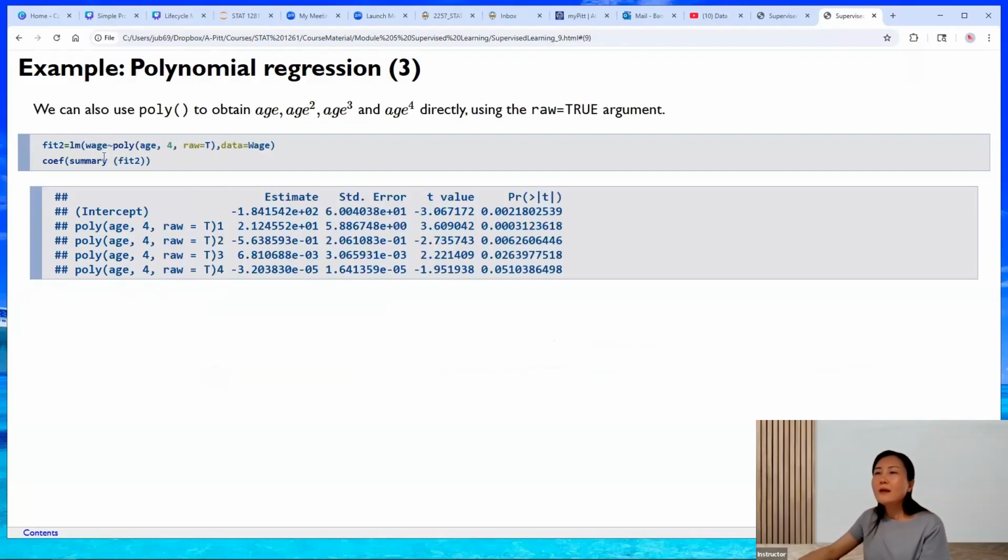Alternatively, we can also create the raw polynomial terms. We just need to specify this argument, raw equals true. Then each of these terms will be the individual polynomial terms. The first row will be x, the second row will be x squared, then x cubed, x to the 4th. And you see the p-values will be different from what we have observed before. So if you are really curious about the relationship between y and individual polynomial terms, you should do this and let raw be equal to true.